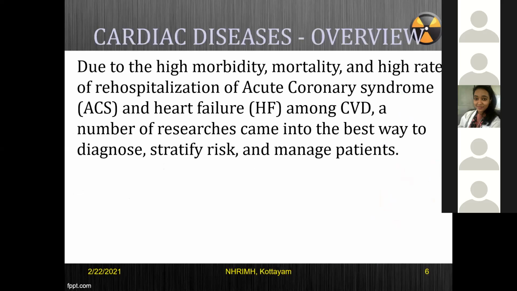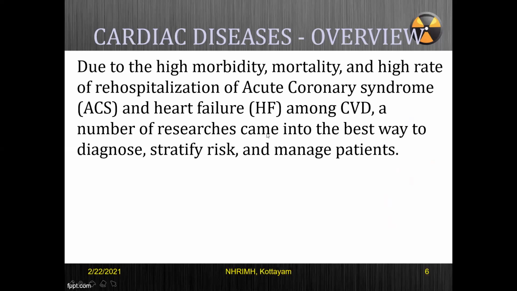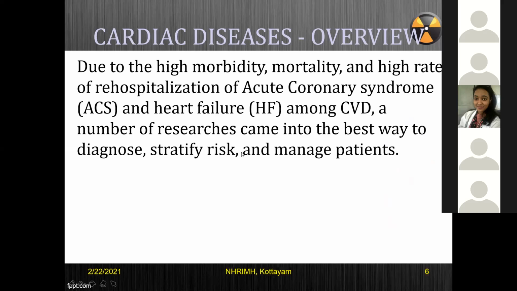Okay, coming to the cardiac diseases overview, and rehospitalization of acute coronary syndrome. Why have I taken the cardiac disease overview? Because acute coronary syndrome and heart failure are the most important diseases among present cardiac diseases, so a number of researchers have come up with the best ways to diagnose, assess the risk and manage the patients.